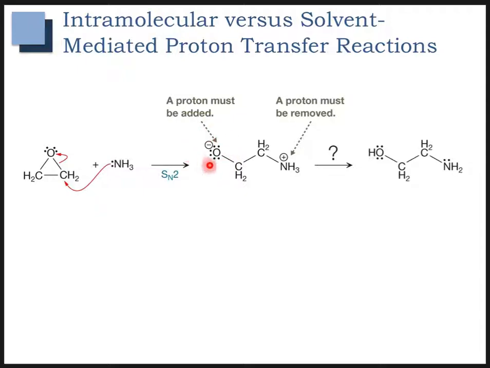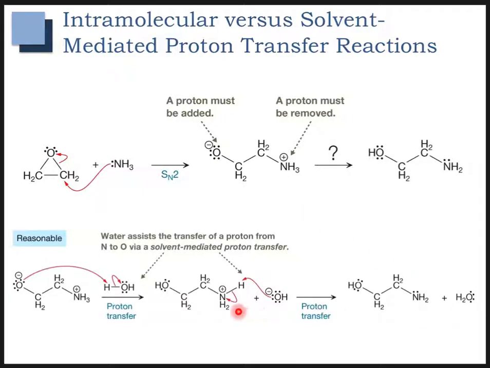And you'll see that we have an O-, so this is going to have to get protonated after our SN2 reaction. And when our amine attacked, it left a positive charge, which also must be removed somehow. So the question is, does it happen intramolecularly with our molecule or intermolecularly via the solvent? So let's look at how this happens.